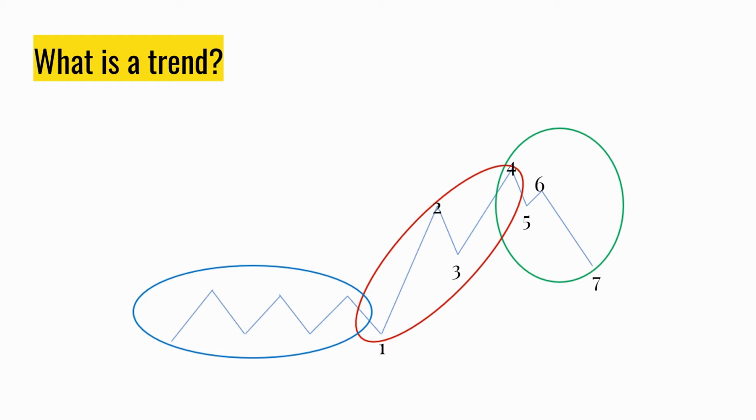The last part of the graph, which is shown in the green circle, is a downtrend. Why is it a downtrend? It is a downtrend because point 6 is lower than point 4 and point 7 is lower than point 5. This supports the downtrend definition of consecutive lower highs and lower lows.